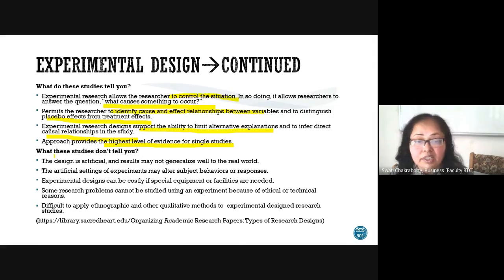What these studies don't tell us is that this design is artificial and results may not generalize well to the real world. The artificial settings of experiments may alter subjects' behavior or responses, can be costly if special equipment or facilities are required, and some research problems cannot be studied using this method because of ethical or technical reasons, and it is difficult to apply ethnographic or other qualitative methods for this type of research studies.